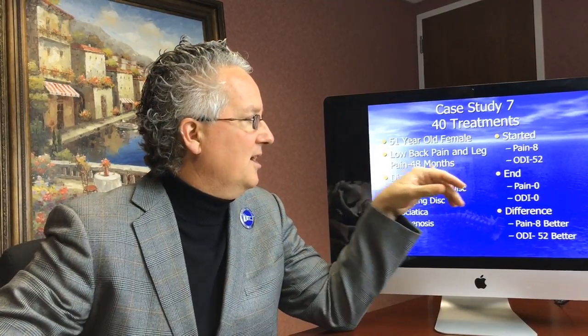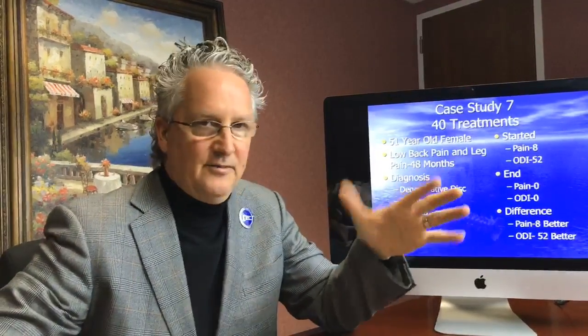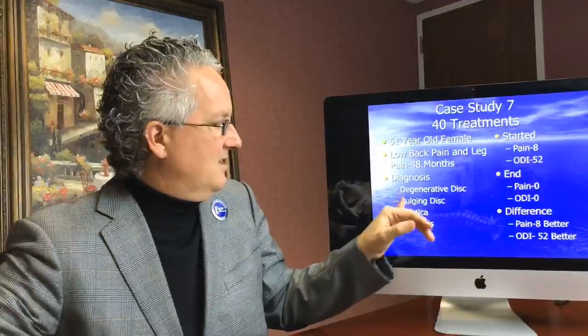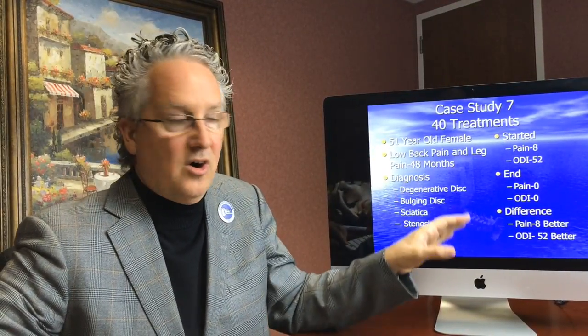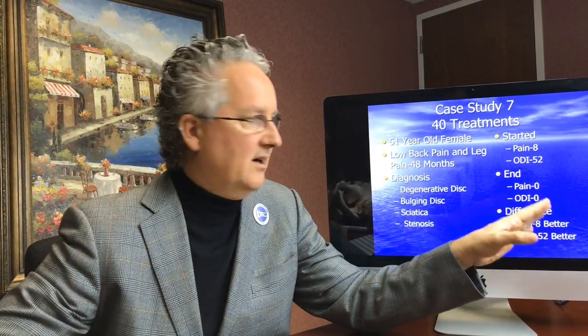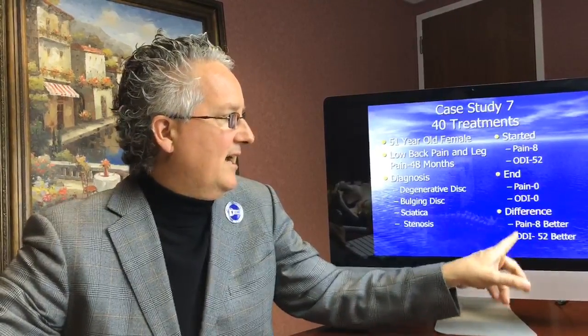A 51-year-old female, 48 months, so she had it for 4 years. She had a degenerative disc, a bulging disc causing the sciatica, and more importantly stenosis. These patients all had stenosis. She went from an 8 to a 0 in pain, and from a 52 to a 0 on Oswestry. So what does that mean? It means pain was 8 points better and Oswestry was 52 points better. This is Oswestry, this is patient reported data.